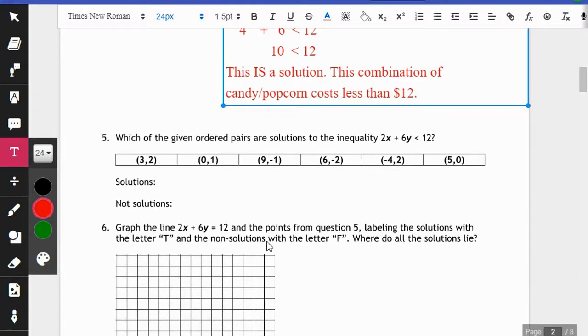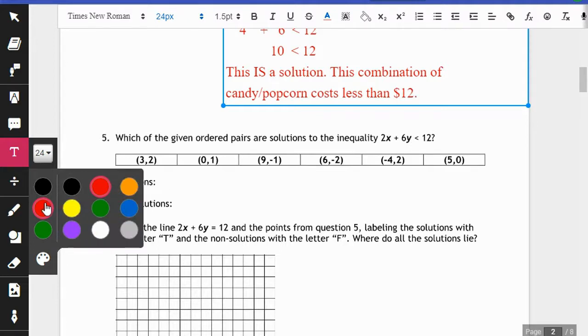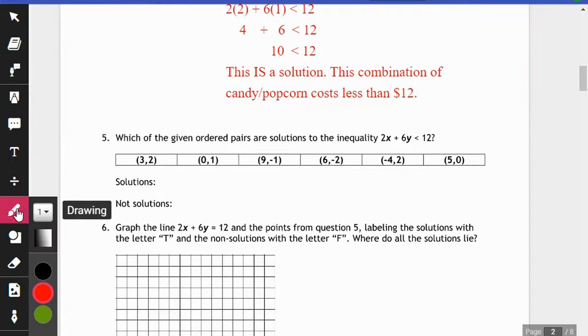Okay, which of the given ordered pairs are solutions to this? Well, let's see here. If I plug a 3 in and a 2 in, 3 times 2 makes 6. 2 times 6 makes 12. 6 plus 12 is more than 12. So, oops, I'll go down here. Nope, that does not work. 0, 1. If I buy 0 candies and 1 popcorn, that's going to cost $6. That's less than 12. It's a boring order, but there you go.